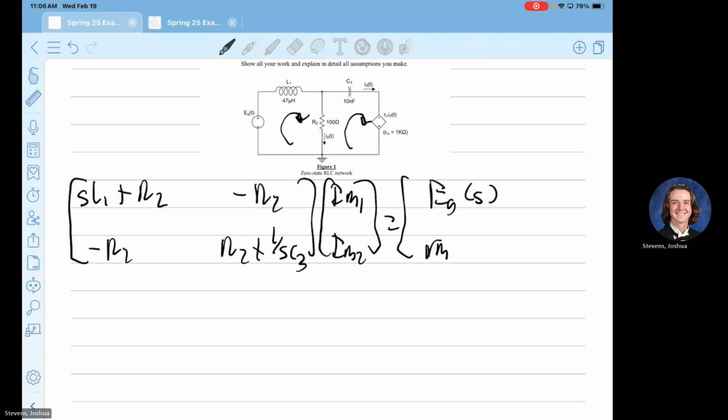RM. I2 of S. All right. Well, we need I2 of S to be in mesh currents. What is I2 of S? And I agree.